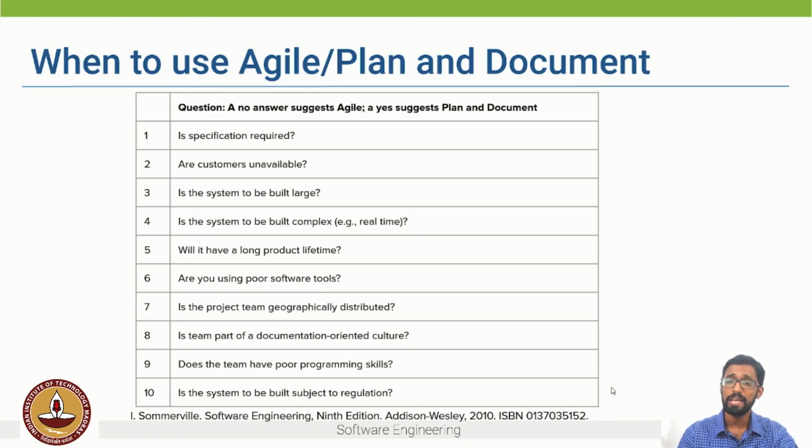The key thing to remember here is that the type of approach you follow depends on a lot of factors. It depends on the clients, the characteristics of the system, and the team. Once you start working in a software company, different teams and different organizations will use different processes based on the characteristics of the client, the system to be built, as well as the team.